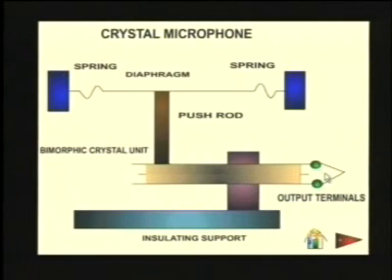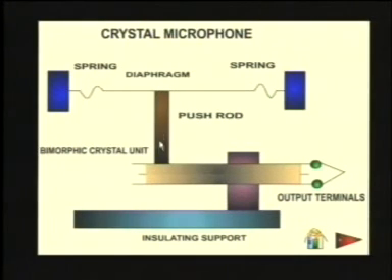So the bimorphic crystal unit is directly in contact with the diaphragm. That is, whenever pressure is applied on the diaphragm, the push rod pushes according to the diaphragm, downside or upside, with which the bimorphic crystal gets an external pressure, starts vibrating and gives the voltage at the output.